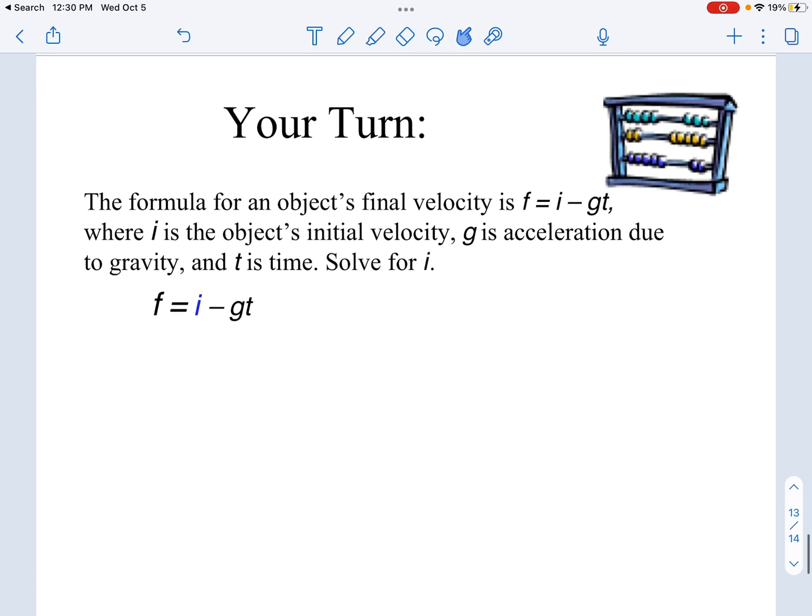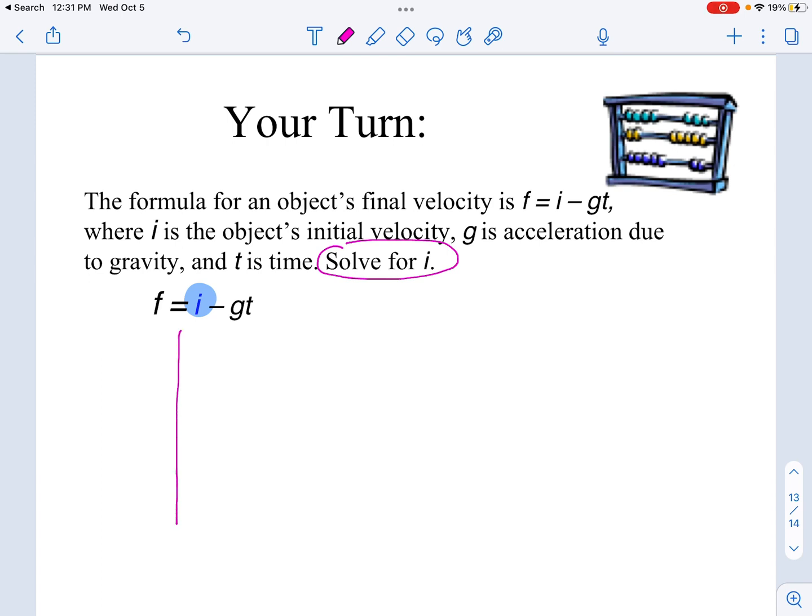Your turn. Go ahead and pause the video and see if you can do this one on your own. Then unpause to check your solution. All right, so in this example, we're going to solve for I. So I is here. The only thing preventing I from being by itself is GT. So we can bring over GT as a whole to get I by itself because GT is being subtracted. I am going to add GT to the other side of this equation. And F plus GT is going to equal I.